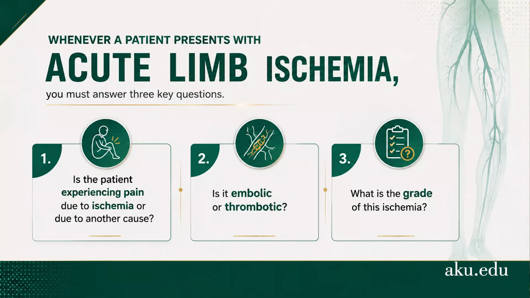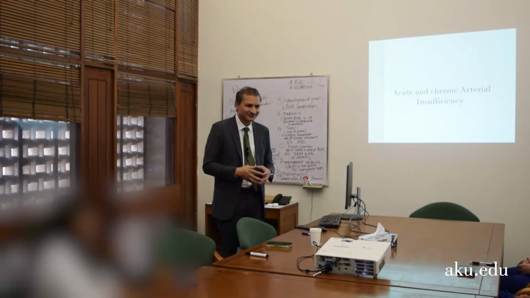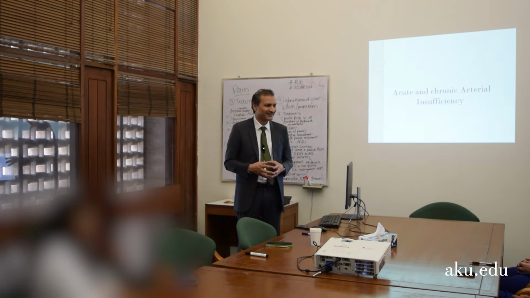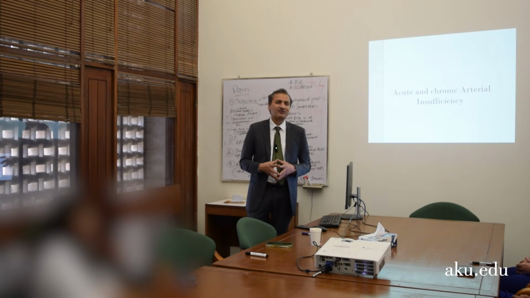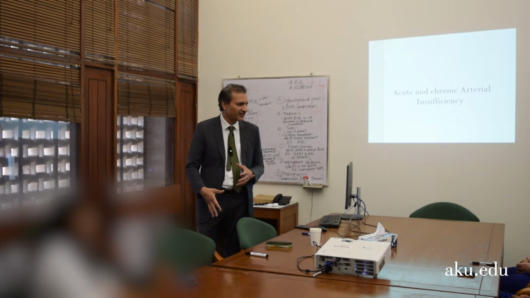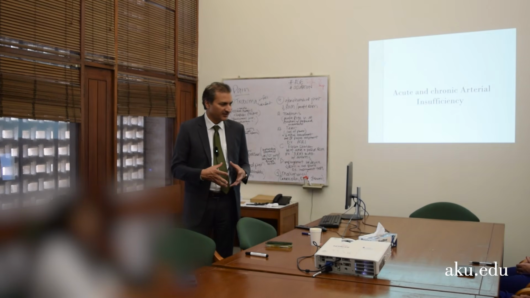Number 1, is the patient having pain due to ischemia or something else? Number 2, is it embolic or thrombotic? It is very important to know. Number 3, what is the grade or class of the limb ischemia? Any grading or classification system you know? Rutherford. Yes, Rutherford. From where have you heard this word? Sir, you talked about it last week. Okay, Rutherford classification, you saw a small child who presented from Sakhar with a discolored limb.